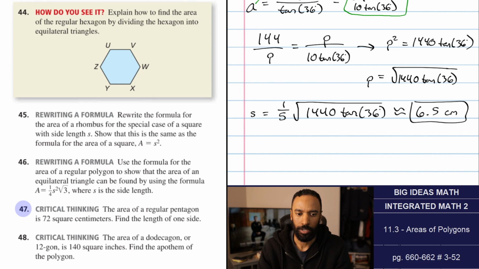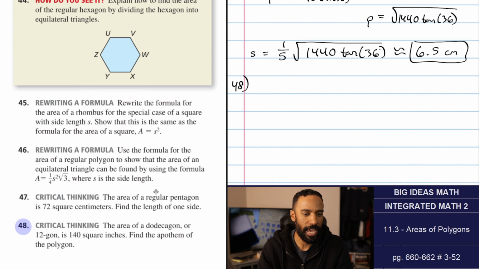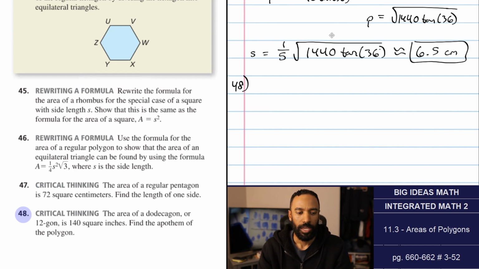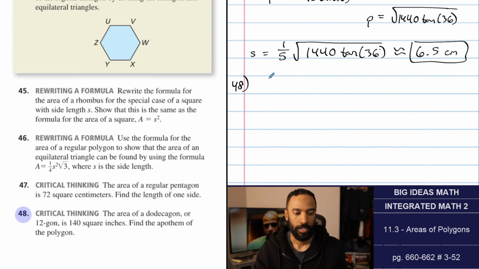Let's go to number 48. Okay, number 48, it's right here. Critical thinking. The area of a dodecagon, 12 sides, is 140 square inches. Find the apothem of this polygon. Well, this is the same kind of problem as what we just did. So 140, I feel like there's a faster way to do that though. I mean, geez, 1/2 apothem times perimeter.